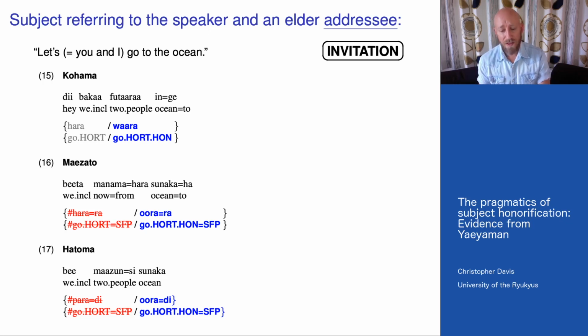Just a little note, the infelicity of the non-honorific form in Kohama needs confirmation. I believe it's infelicitous, but I would like to double check. All right.